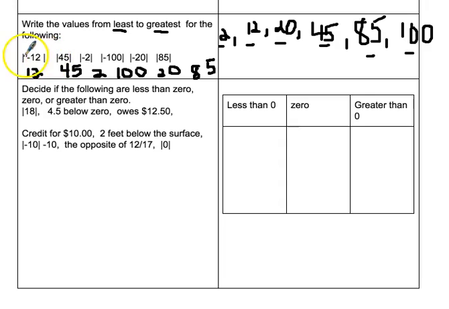So going to the next item, decide if the following are less than 0, 0, or greater than 0. And these are the items that I'm looking at here. Well, the absolute value of 18 is going to be 18. So that is greater than 0. 4 and 5/10 below 0. Below 0. That's going to have to be less than 0.